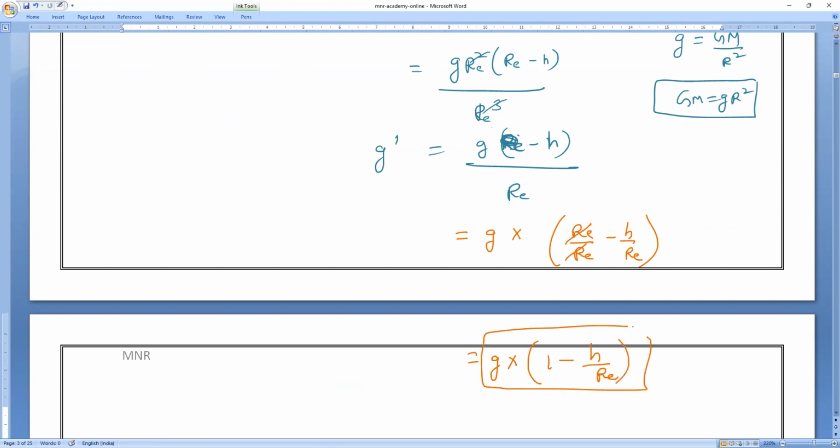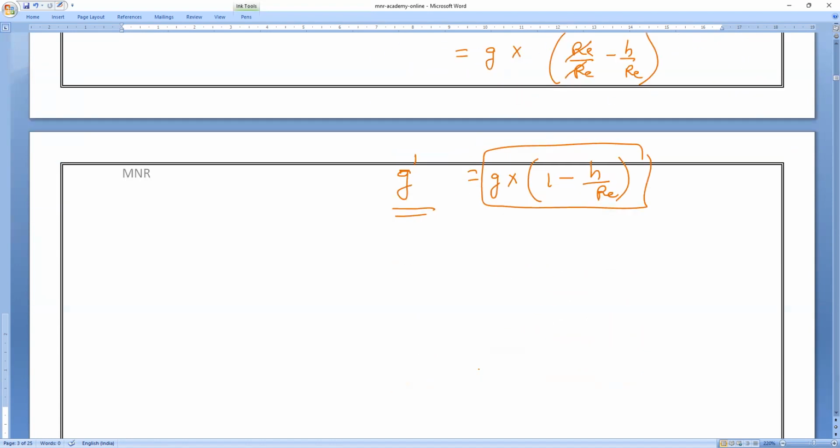This is the formula when you go inside the earth. Please respond. So G dash is equal to G into 1 minus H divided by RE. Now, according to the question, H or D, the depth going inside, is how much? R by 2. So replace H with R by 2.